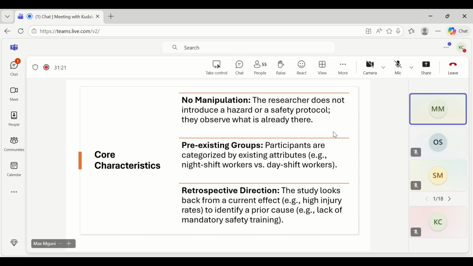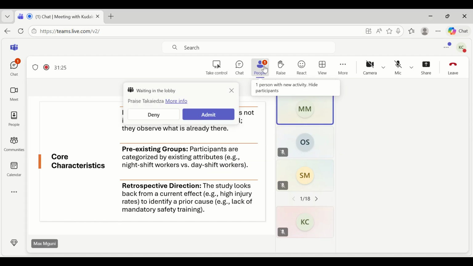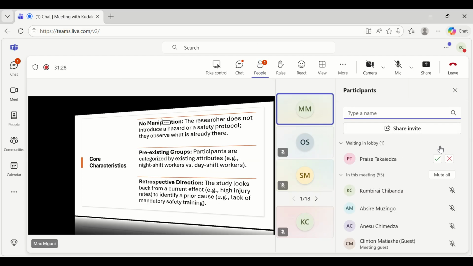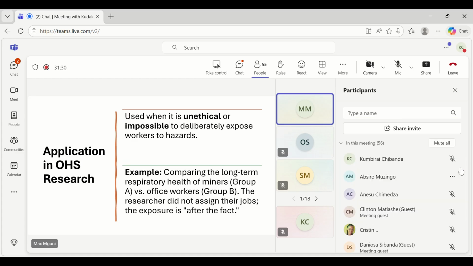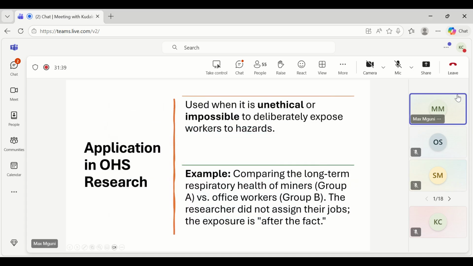Application in OHS: used when it is unethical or impossible to deliberately expose workers to hazards. An example is comparing the long-term respiratory health of miners, group A, versus office workers, group B. The researcher did not assign their jobs. The exposure is already after the fact. So you are not actually telling these people to go and work in a mine so that you can observe them. You find them already working there.